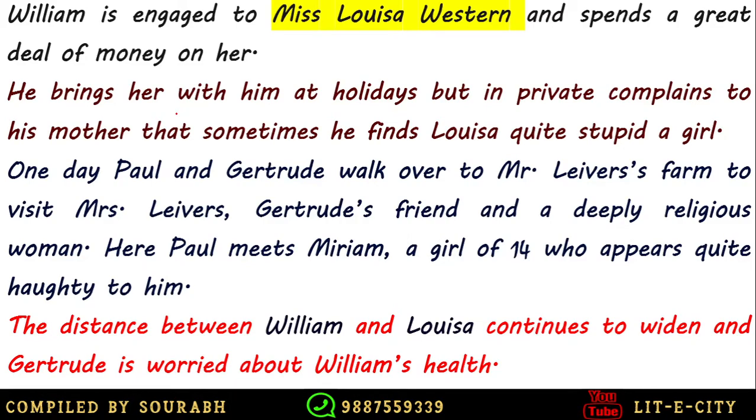One day, Paul and Gertrude walk over to Mr. Livers' farm to visit Mrs. Livers, who is Gertrude's friend and a deeply religious woman. Here, they meet their daughter Miriam, who is just a girl of 14 and appears quite haughty to him. She is picking flowers and doesn't pay any attention to Paul.